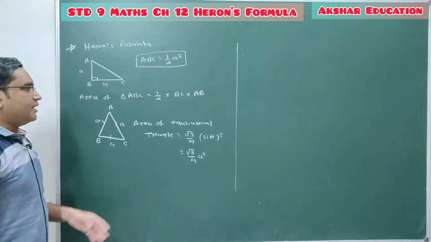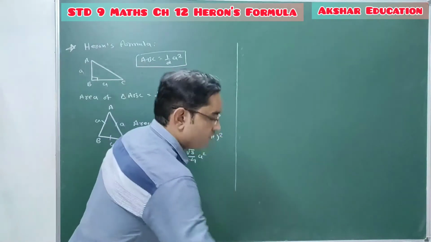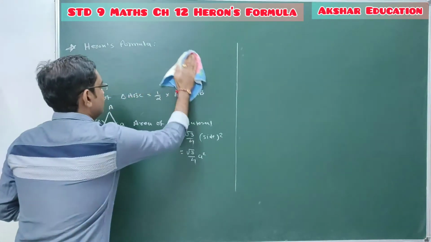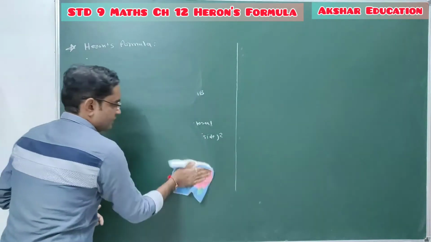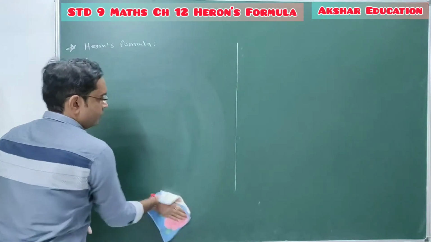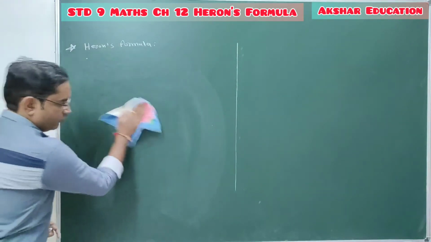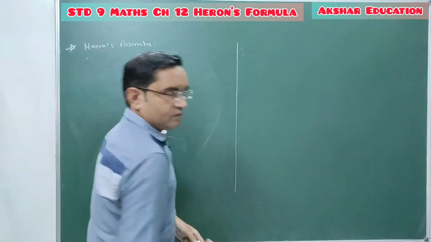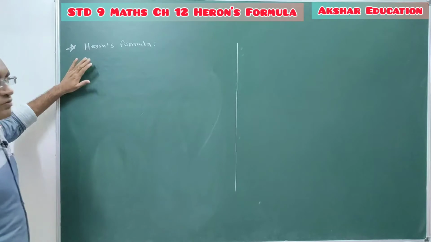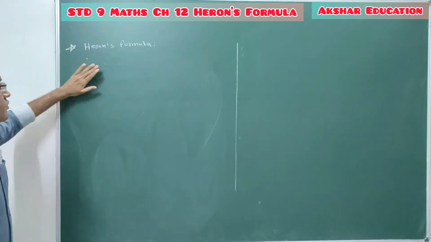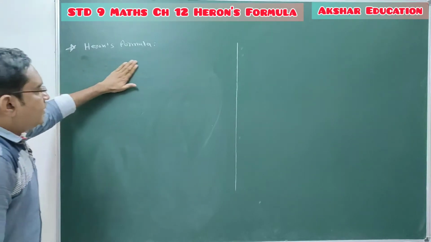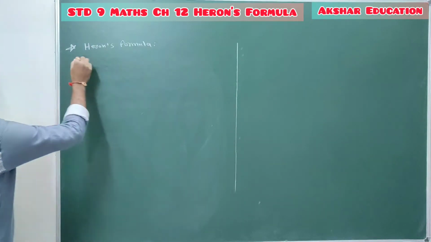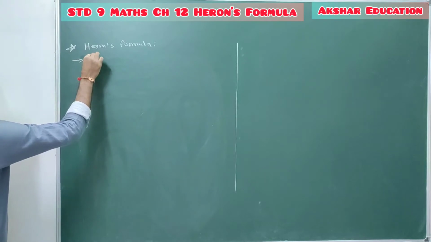For different types of triangles, different formulas are there. So instead of using these different formulas for different types of triangles, we have to use only one formula. That is one universal formula, we can say. That is one common formula to find the area of any type of triangle. Clear, students? That formula is known as Heron's formula. So what is Heron's formula? Heron's formula is used to find the area of any type of triangle.